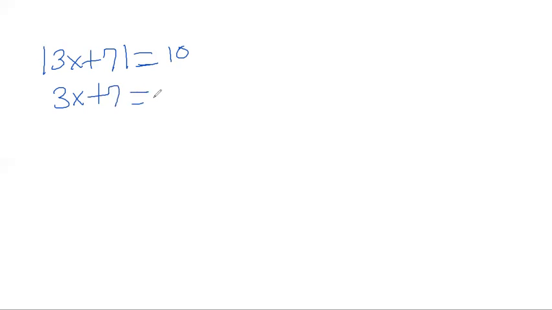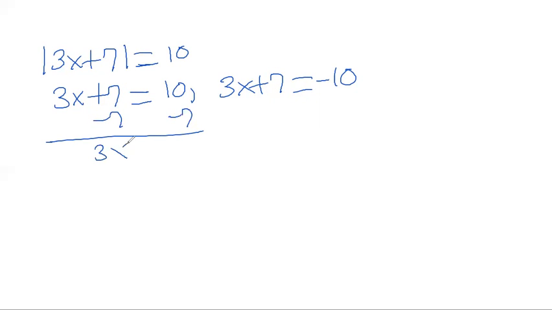Now we're going to talk about absolute value equations. So suppose I have |3x + 7| = 10. Well, that gives me two equations because absolute value, remember, always makes a number positive unless it's 0, it stays 0. So I'd have 3x + 7 = 10 and 3x + 7 = -10. So I subtract 7 from both sides. 3x = 3. Divide by 3, x = 1.